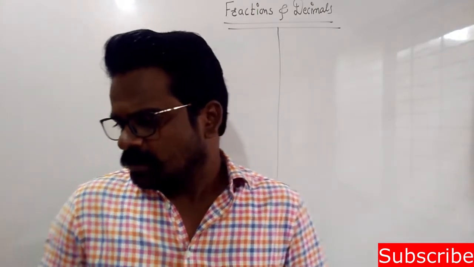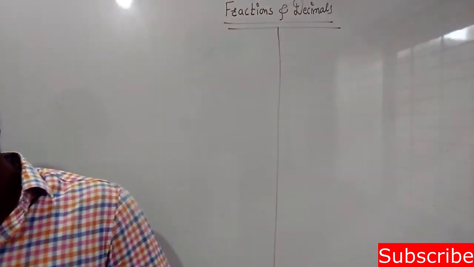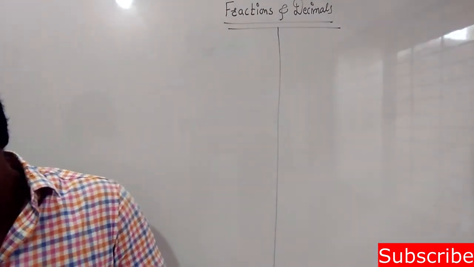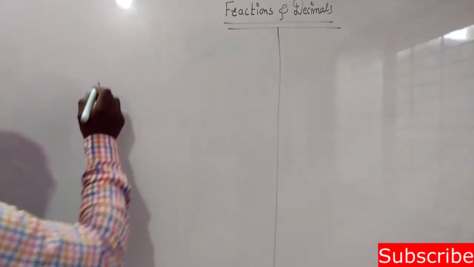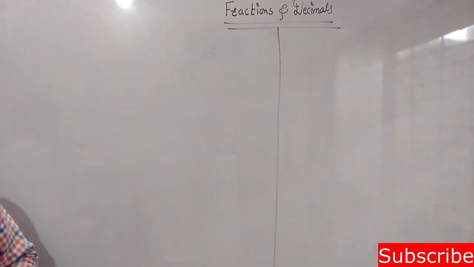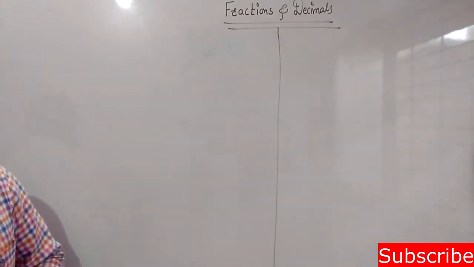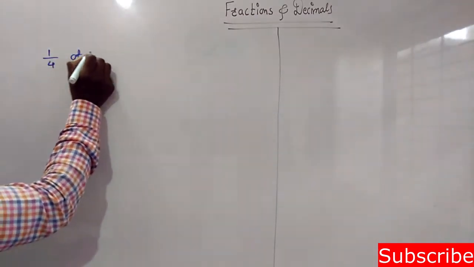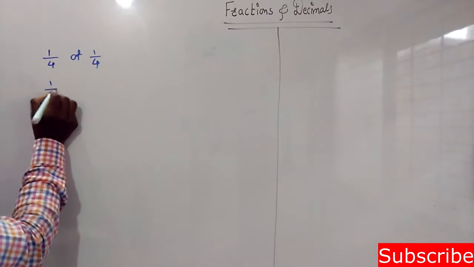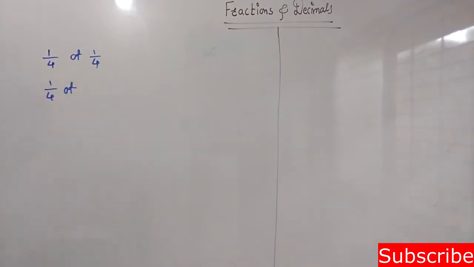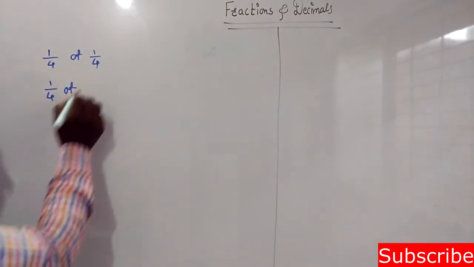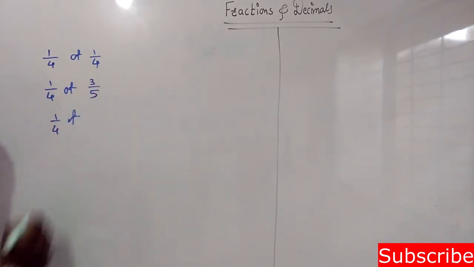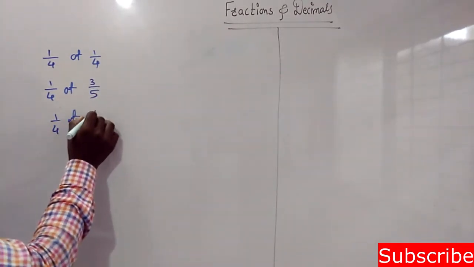Now let's discuss a few basic examples. Suppose the first example is like this: 1 by 4 of 1 by 4. The second is 1 by 4 of 3 by 5. The third one is 1 by 4 of 4 by 3.